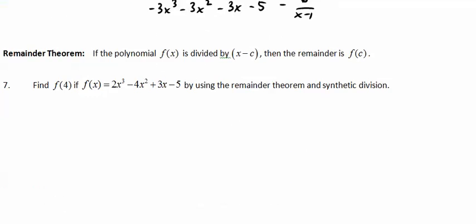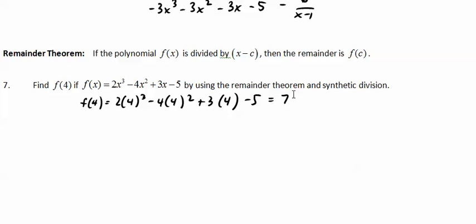Okay, so now we're going to do the remainder theorem. The remainder theorem is a handy theorem that lets you use synthetic division to actually evaluate functions. Now, let's say I had f of 4. You guys know how to evaluate this. It would be 2 times 4 to the third minus 4 times 4 squared plus 3 times 4 minus 5. Now, that's not so bad if you have a calculator, which I have, and that's 71.